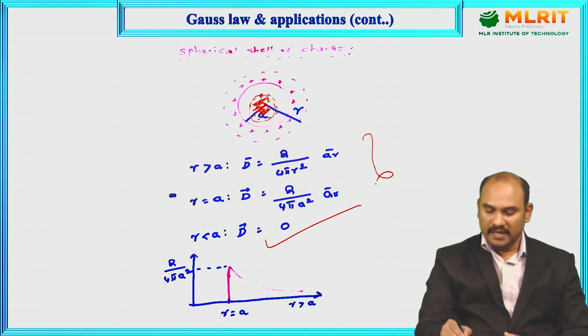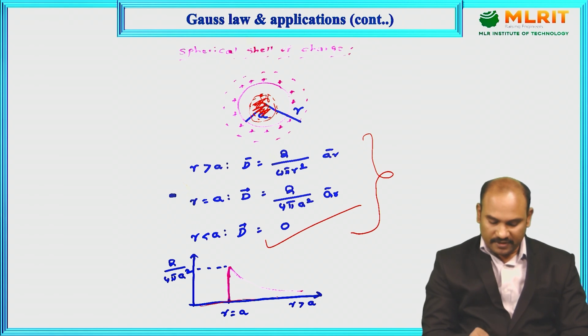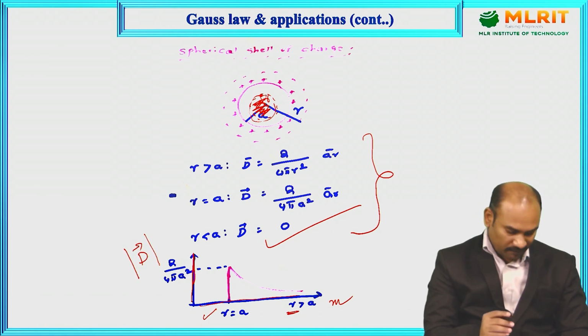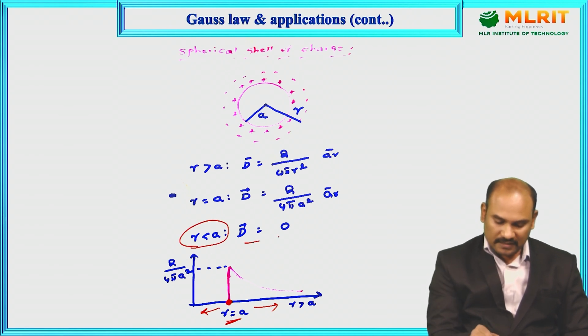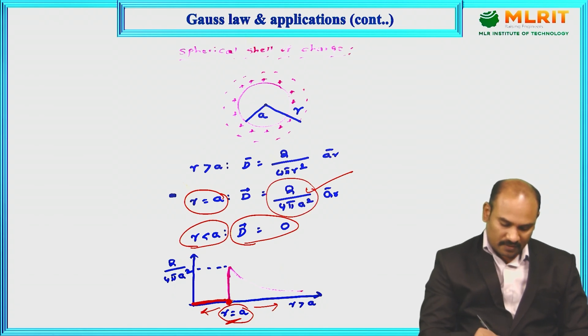Now if you try to make a graphical sketch of these three scenarios, how would it look? On the x-axis you have distance, r in meters, and on the y-axis you have electric flux density. We are dealing with its magnitude, the strength of the electric flux density. If you observe carefully, this point is r equal to a, so obviously this will be r greater than a and this will be r less than a. For r less than a, the flux density is 0, so you don't find any flux density here. Now at r equal to a, suddenly the flux density rises to Q by 4 pi a square.